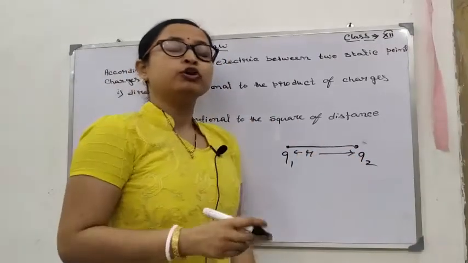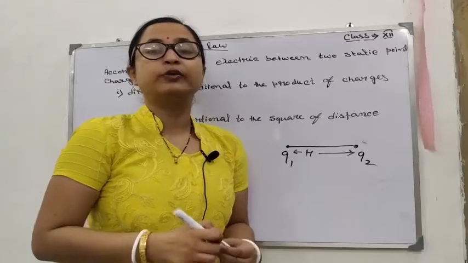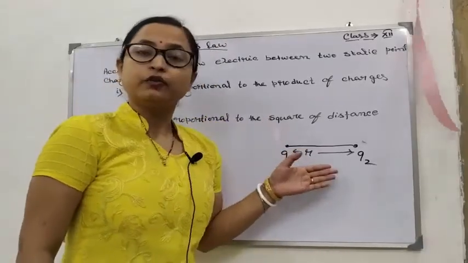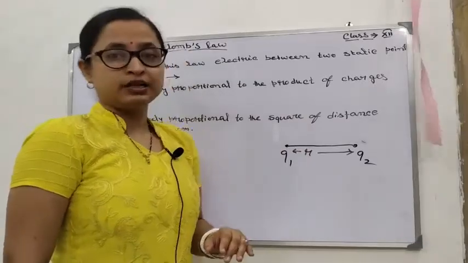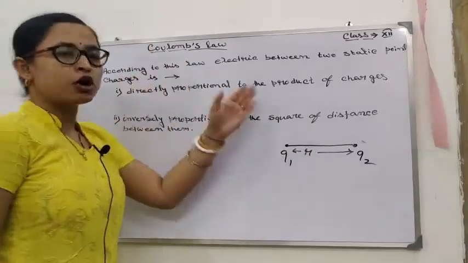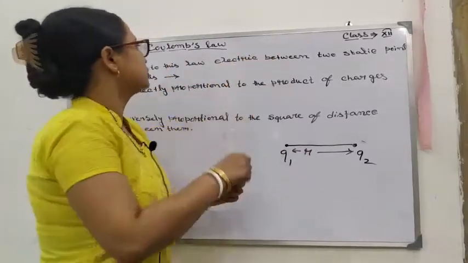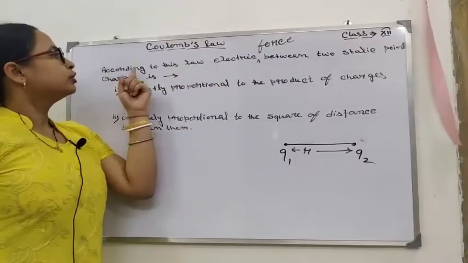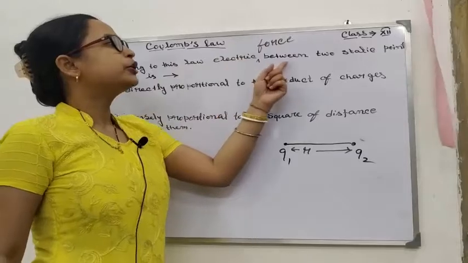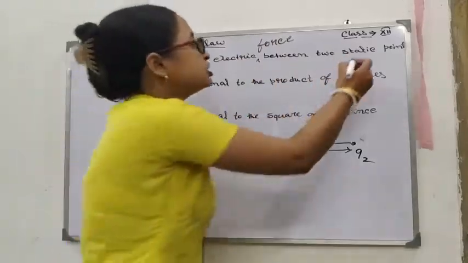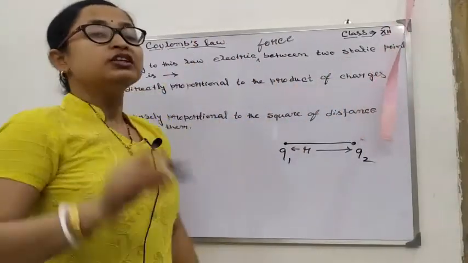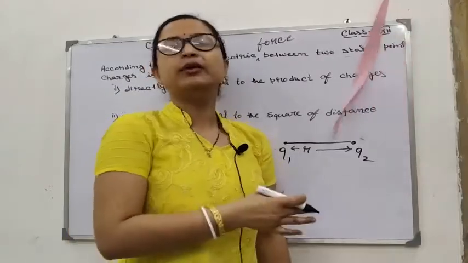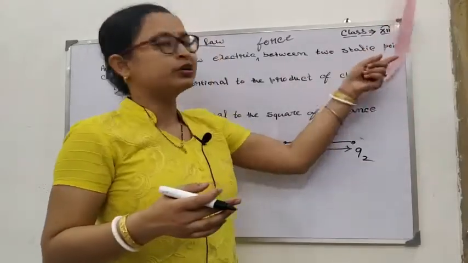Okay. Now, we already learned in our first class also that gravitational force is always attractive, but here electric force may be attractive as well as repulsive. So, according to Coulomb's law, electric force between two static point charges, this point you have to mention, the charges should be static and the charges are point charges also. In the limitations we will explain why we have written this point here.